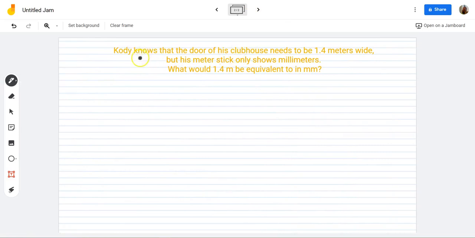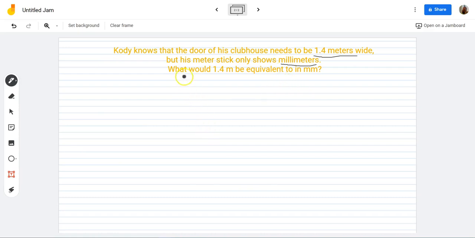So my next question says, Cody knows that the door of his clubhouse needs to be 1.4 meters wide. That's our first piece of math information. But his meter stick only shows millimeters. Well, it's going to be hard to find out how far he needs to measure if he needs meters, but it only shows millimeters. So what can we do? Well, we can convert what he needs in meters into millimeters to use that meter stick that only shows millimeters.